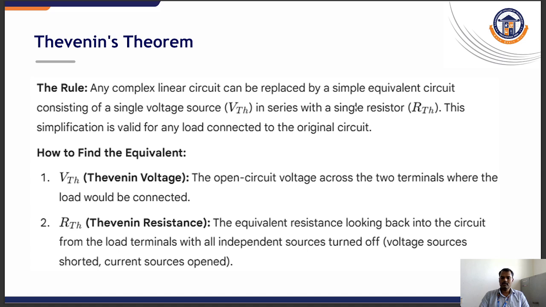Whereas the Thevenin resistance is the equivalent resistance looking back into the circuit from the load terminals with all the independent sources turned off. It is known as the Thevenin resistance. So while finding the Thevenin resistance, all the voltage sources will be shorted and current sources will be opened.